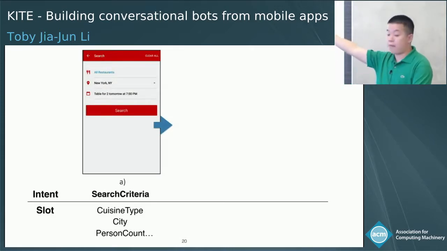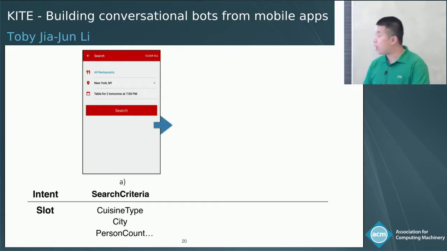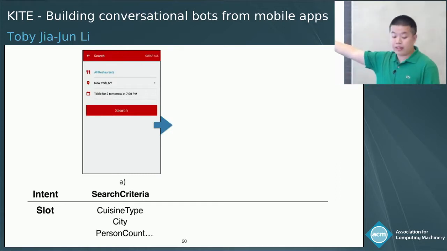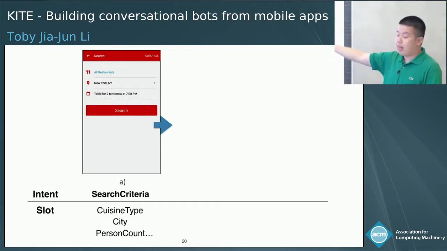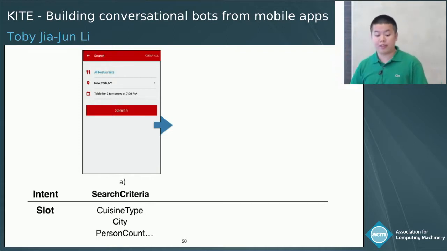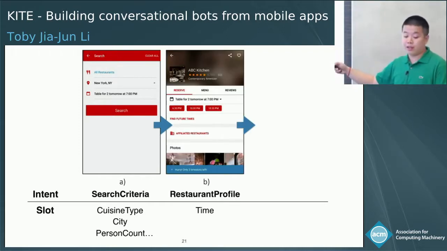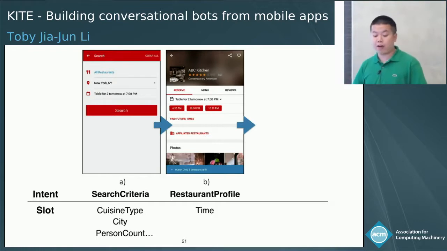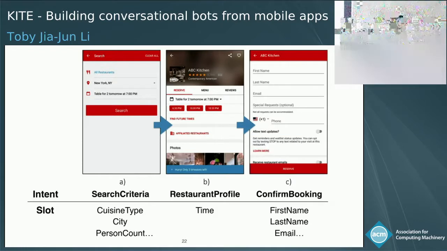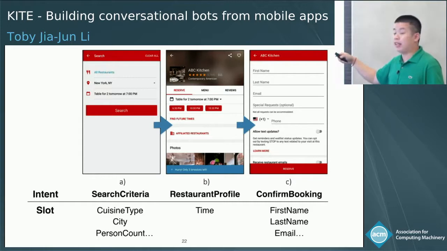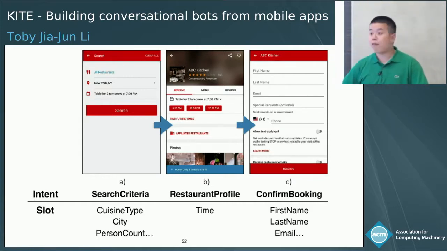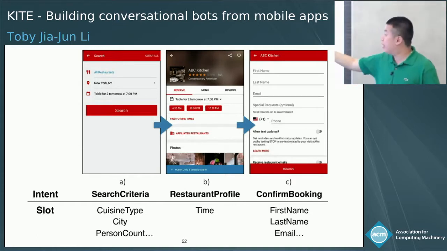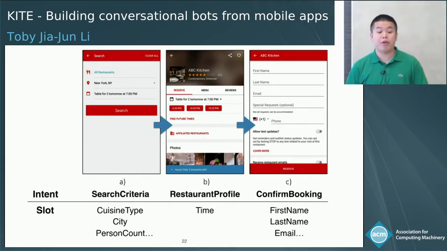Let's take the OpenTable app as an example. Let's look at the user interactions of making a restaurant reservation using the app. In the first screen, the user needs to provide inputs on cuisine type, city, person count, and the time for searching for a restaurant. And in the second screen, the user will need to pick a time from all the restaurant's available time slots. And finally, the user needs to provide his personal information, such as first name, last name, and email. And from those, we can extract intents and slots from which we can build a bot.